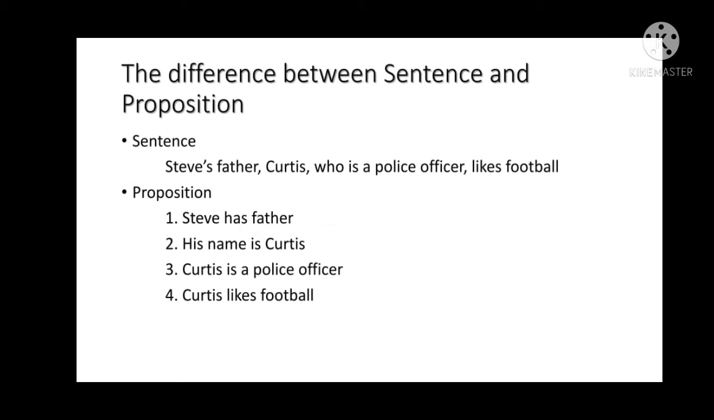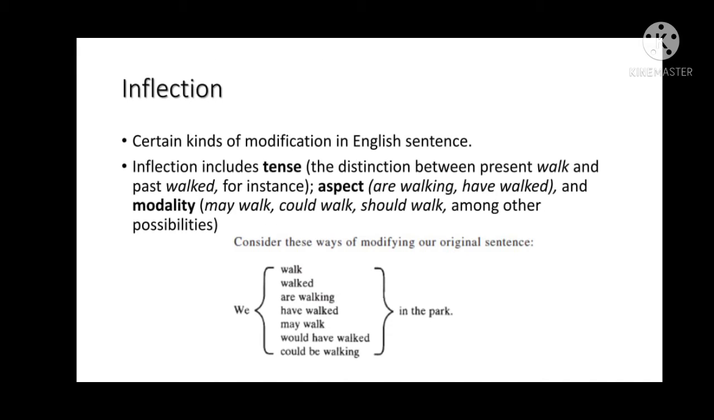Next is the difference between sentence and propositions. Sentence, for example, Steve's father, Curtis, who is a police officer, likes football. And the proposition, we have 4 points here. The first, Steve has a father. The second, his name is Curtis. The third, Curtis is a police officer. And the last, Curtis likes football.